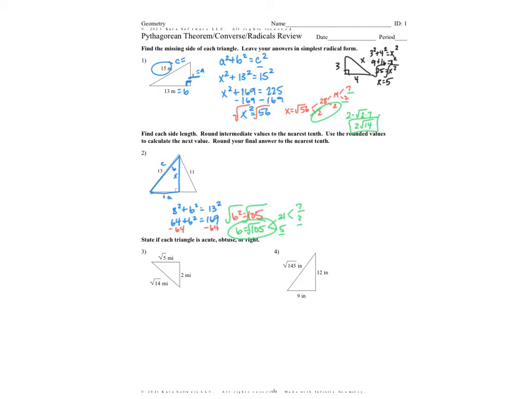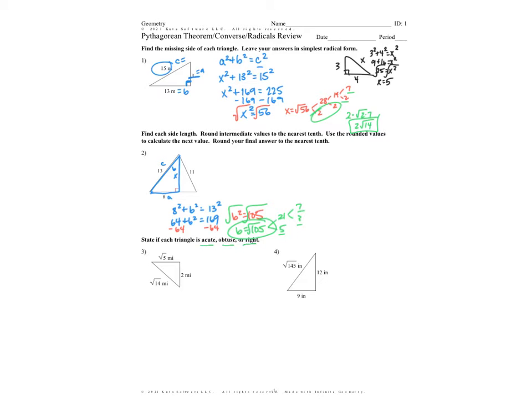Now, the converse of the Pythagorean theorem tells us a couple of things. It can tell us if a triangle is a right triangle, and it can tell us what type of triangle it is. Is it a right triangle? Is it an obtuse triangle? Is it an acute triangle? And technically it could say it's not a triangle. Okay? So we're trying to decide, are these acute, obtuse, or right?